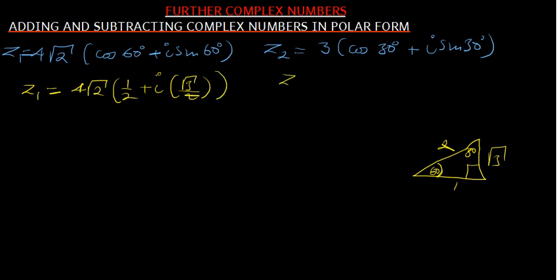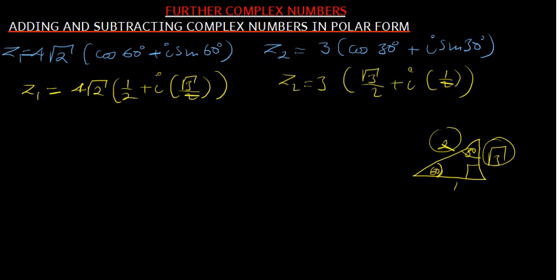And then we have got z2 there. We have got 3 cos 30. So cos is adjacent over hypotenuse, so it's root 3 over 2. And then plus i. Sin 30 is 1 over 2. So we've now expressed these two complex numbers. What we are doing is expressing them in rectangular form. All you do is find the value of cos of the angles that you have.